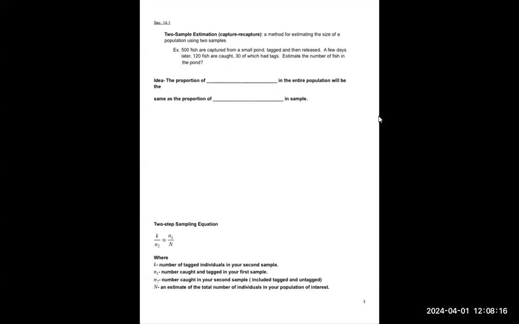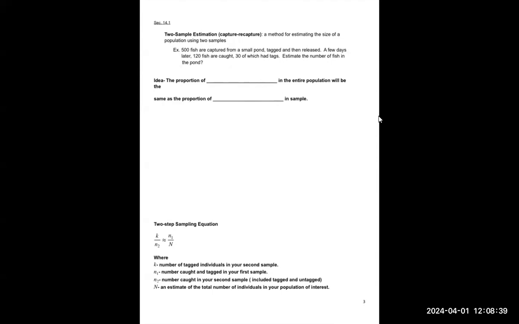Okay, we're moving on to two-sample estimation. This is where we use two samples to help us measure or count something. This is the capture-recapture method, and it's a method for estimating the size of a population using two samples.